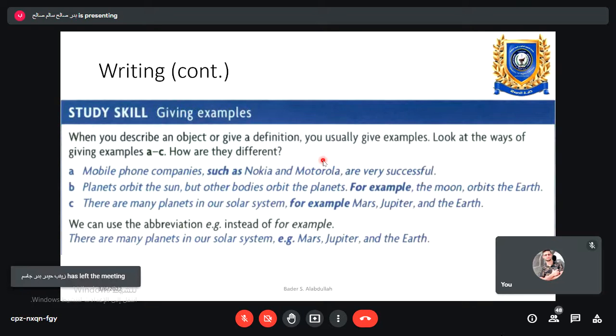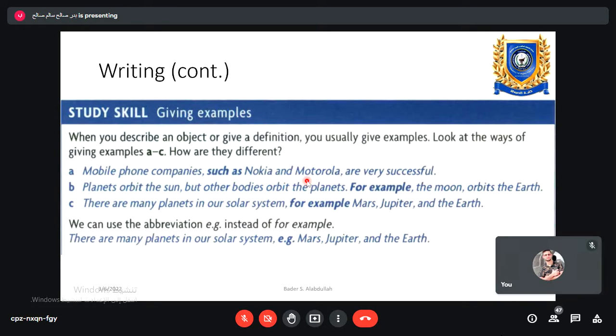Method A, as we said last week, using non-defining relative clauses. Mobile phone companies such as Nokia and Motorola are very successful, or you could say such as Apple and Samsung are very successful. This phrase, such as Nokia and Motorola, is used to give more information or to give examples.